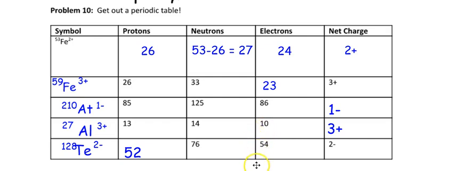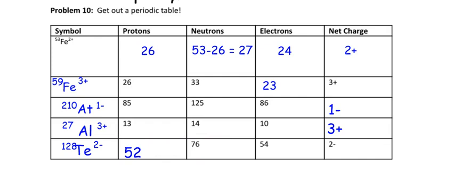Over here, how do I know it's tellurium? Well, I wasn't given this, but I do know I have 54 electrons. I do know that I have 2 extra electrons. So if I have gained 2 electrons, I start out with 52. So that tells me it's tellurium, 128, because it's not 120. Yes, it is. 52 plus 76 is 128 and a -2 charge.